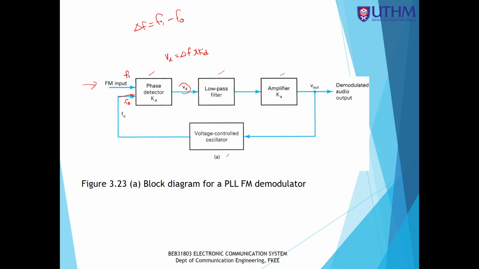So the phase detector will keep on measuring the difference of frequency. It will produce delta F, and delta F multiplied with the phase detector sensitivity parameter KD will produce VD at the output. The output here is actually in terms of voltage. So the frequency difference produces output voltage VD. Then this VD will go through the low pass filter, which has a transfer function of KF.